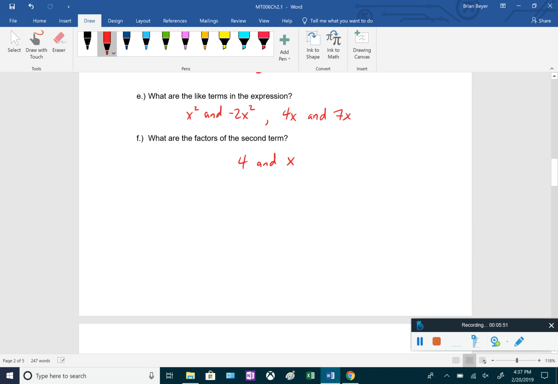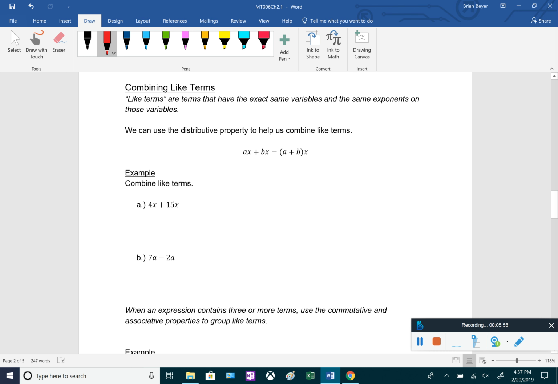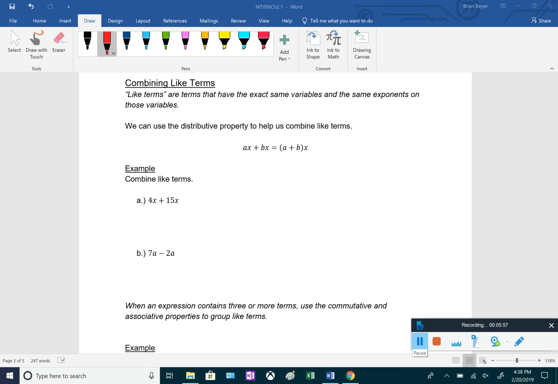Okay. So let's get into combining like terms. Just as a reminder, even though we've said it a million times already, like terms are terms that have the same variables and the same exponents on those variables. That's really important for combining like terms. Like terms are the only terms that we can combine when we're adding or subtracting.